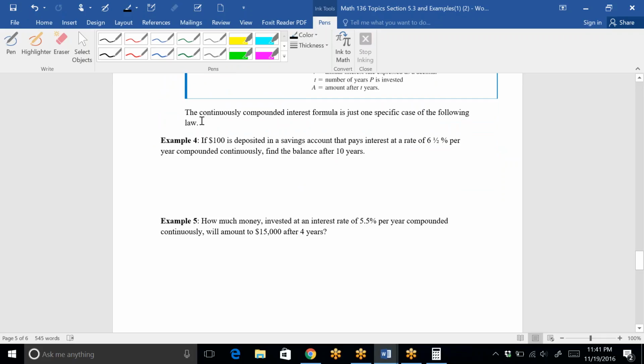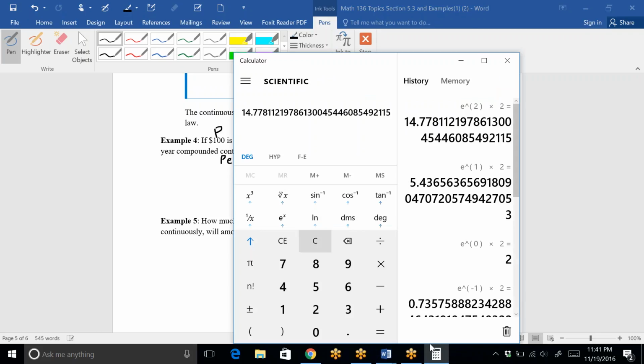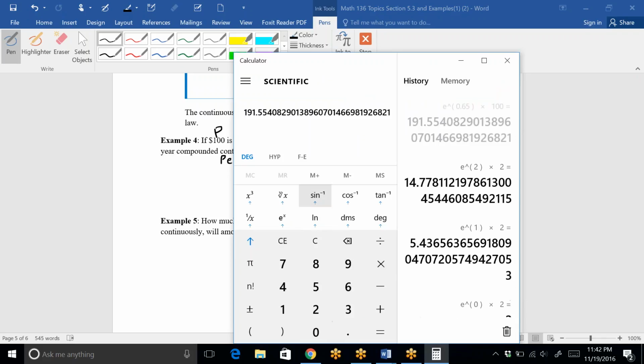So if $100 is deposited in a savings account that pays interest at 6.5%, so that'd be 0.065 as a decimal. So that's my r, P is my deposit, and we're compounding continuously, which means we're using PERT as our formula. How much will we have in our account after 10 years? So A equals principal, e is the base, you actually have to write it in, and 0.065 times 10. I usually work my exponent out first. 10 times anything just moves the decimal one place, so it'd be 0.65. So 100 times e to the 0.65.